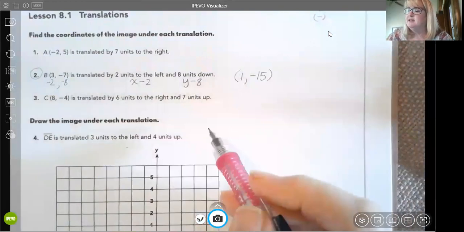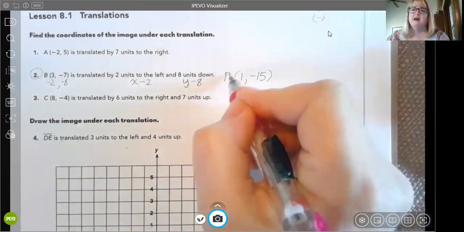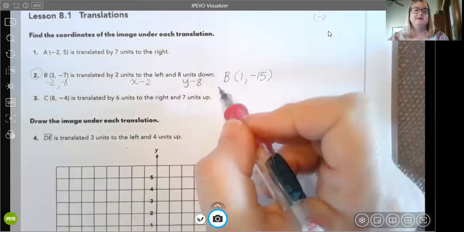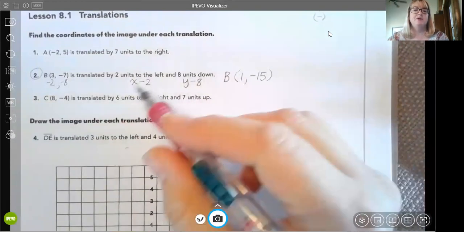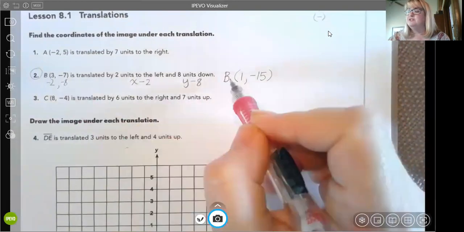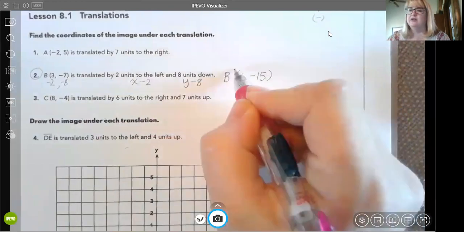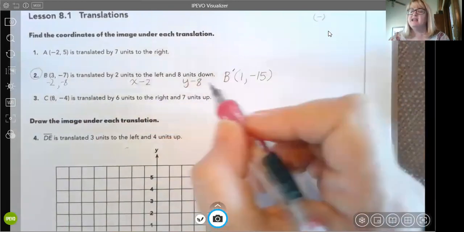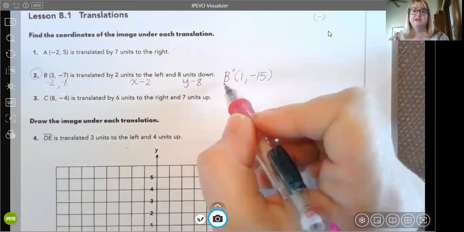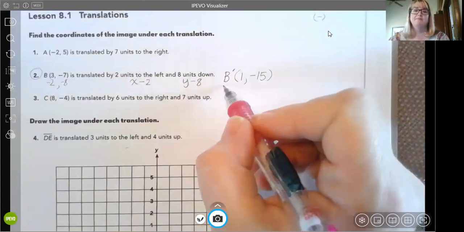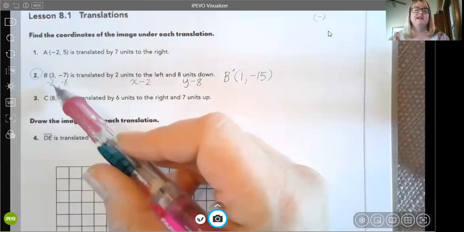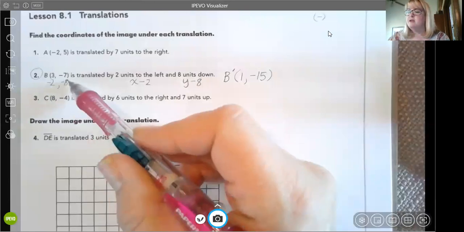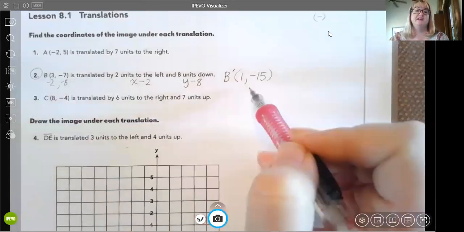And this is B. Now, one thing I want to mention is B is the original point. This B has been moved. So we put a little mark here that indicates this is B after the translation. And we say B prime. So point B was at (3, -7). B prime is at (1, -15).